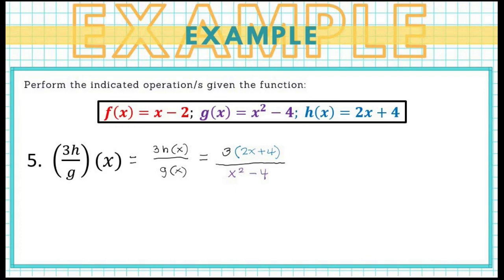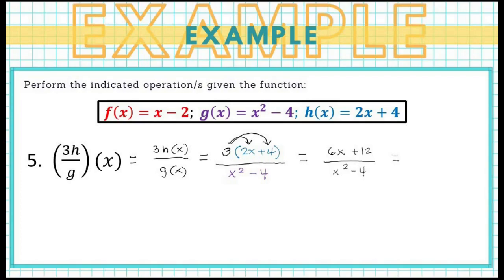After substituting, we now simplify. First, the numerator. We distribute or multiply 3 to each term of h of x. So that would be 3 times 2x and 3 times 4. So 3 times 2x is 6x and 3 times 4 is 12. We now simplify the numerator. For the denominator, we simply copy. Now we check if we can still simplify this fraction, and the answer is yes.